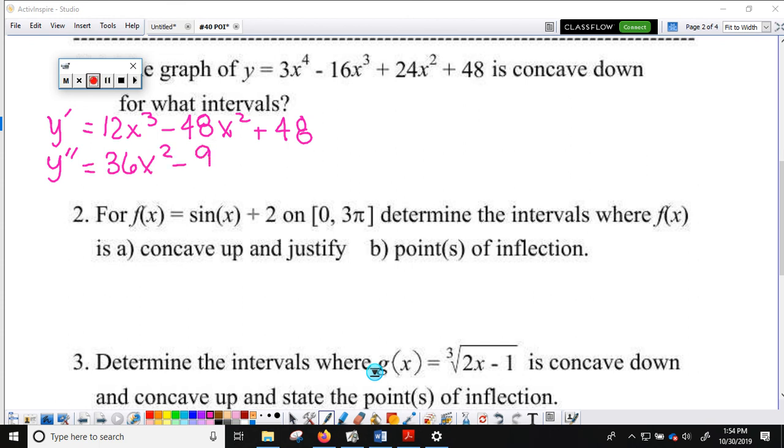36x squared minus 96x, I think I forgot an x here, plus 48. Okay, so that looks pretty good for our second derivative. Let's go ahead and factor it. So we're going to set it equal to 0. Setting derivatives and second derivatives equal to 0 is really important. I believe our common factor is a 12. That's our greatest common factor. So factoring out a 12, we get 3x squared minus 8x plus 4.